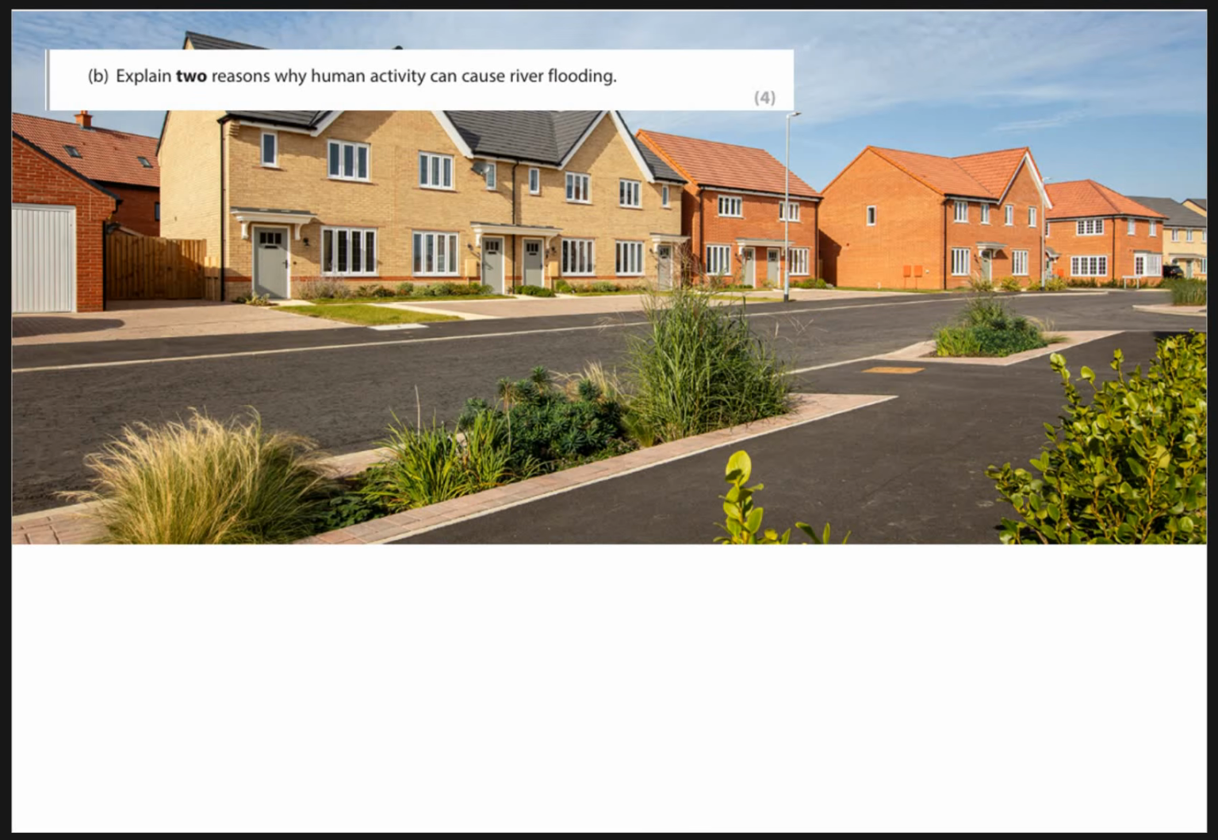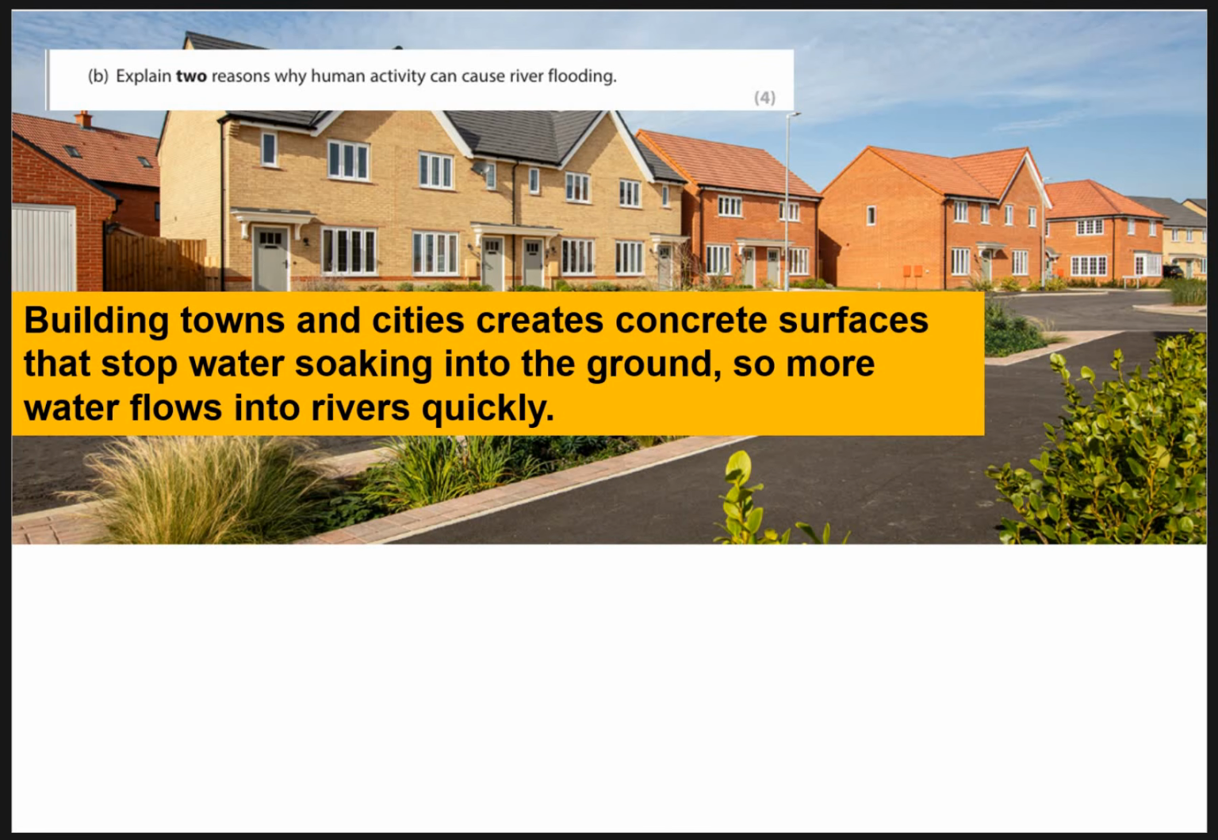Question B. Explain two reasons why human activity can cause river flooding. It's an often asked question. Let's think about urbanization and deforestation, which is usually covered in that sense. For urbanization, buildings, towns and cities create concrete surfaces that stop water soaking into the ground, so more water flows into rivers more quickly.